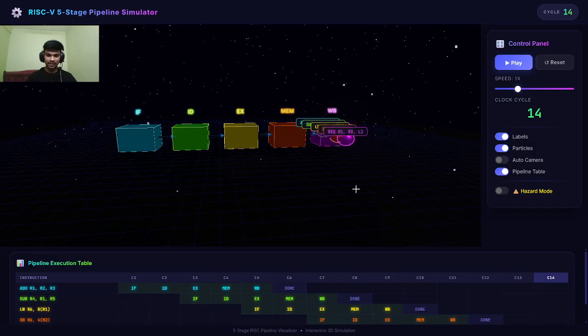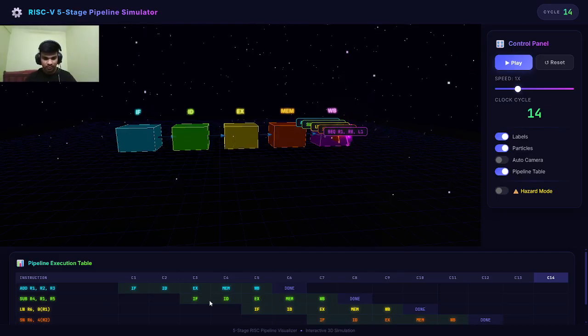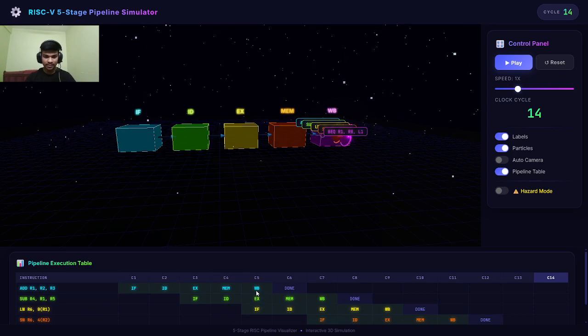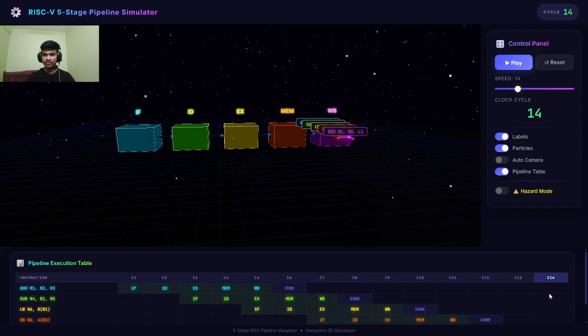Now observe the clock cycle counter. Each movement of an instruction represents one clock cycle. So basically there are a total of 14 clock cycles needed. Now I will show the pipeline table. Here you can see all the instructions which are executed, and here we can see that the add operation is done in the 6th clock cycle, the subtraction operation is done in the 8th clock cycle, and likewise for LW and SW. So basically to complete all this execution, a total of 14 cycles are needed.